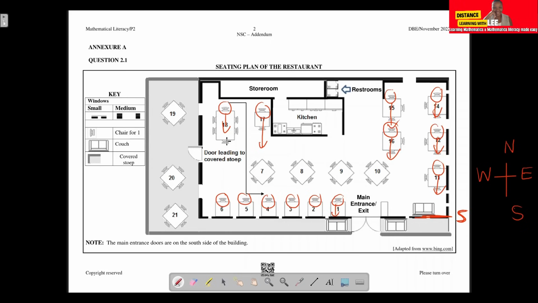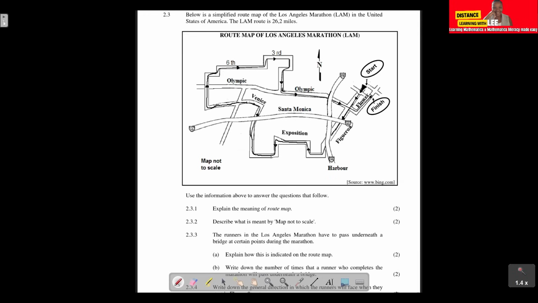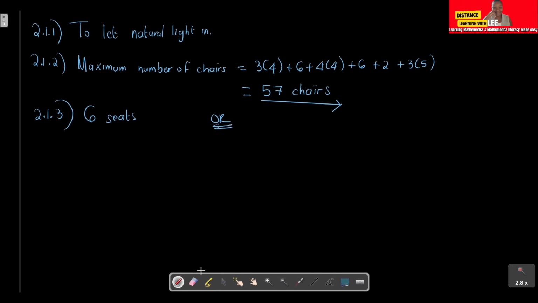So those seats, 1, 2, 3, 4, 5, 6, 7, 8, 9, 10, 11, 12, 13 seats as well are also directly facing the south wall. So you can either say 13 or 6. Whichever one of those answers would be marked correct. All right, so let's write that down. I'm just going to write it's 13 seats that are directly facing the south wall. All right, let's have a look at the next question.